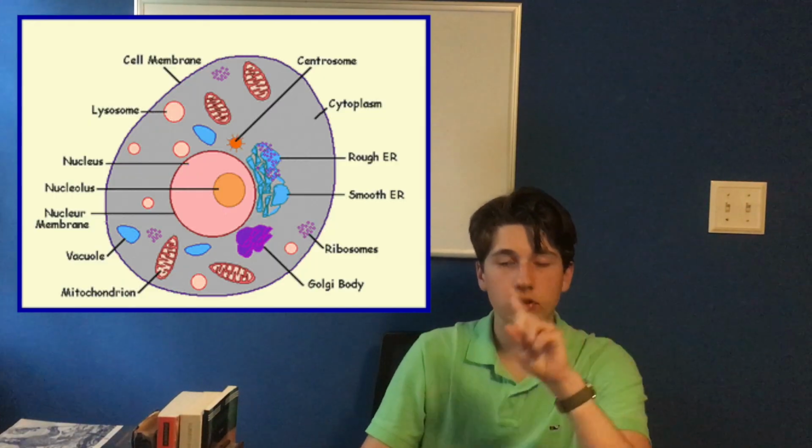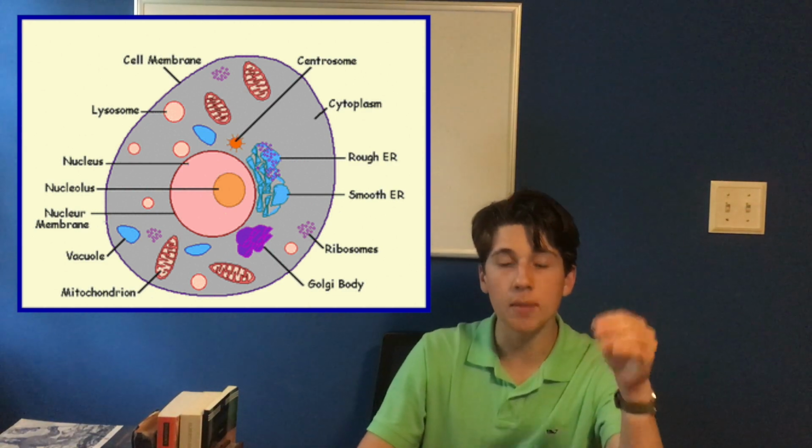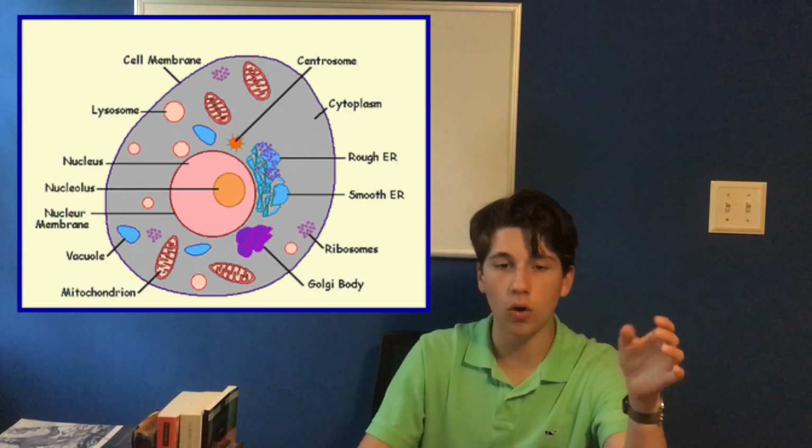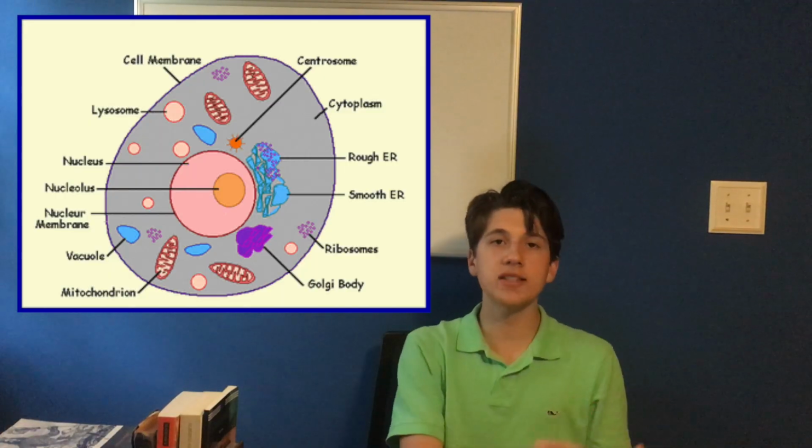Now, surrounding the cell is going to be something called a cell membrane, and that's going to determine what is going to get in and what is not going to get in. And plant cells are even going to have something called a cell wall that's going to really help protect it. And so filling our cell are going to be two things: cytoplasm and a cytoskeleton.